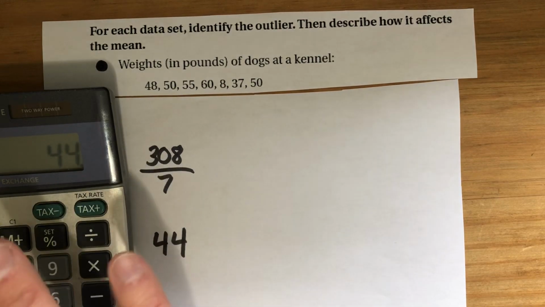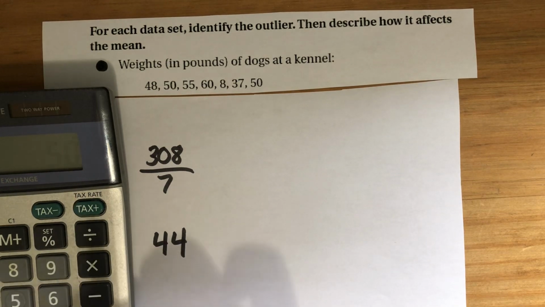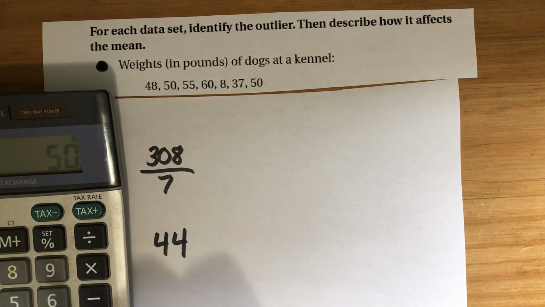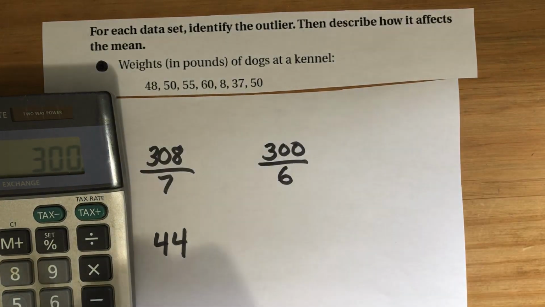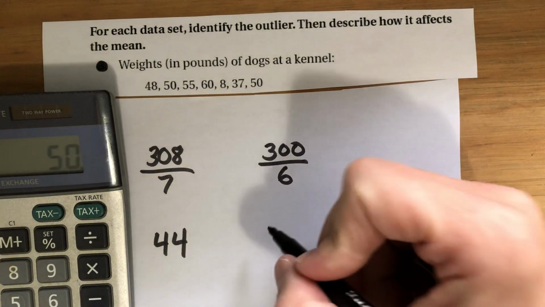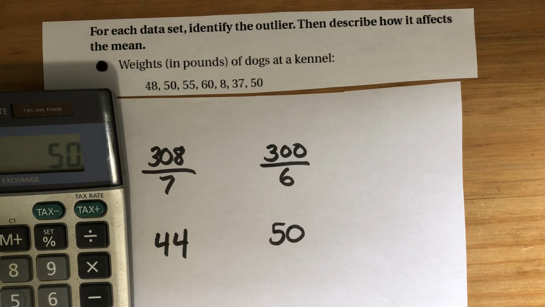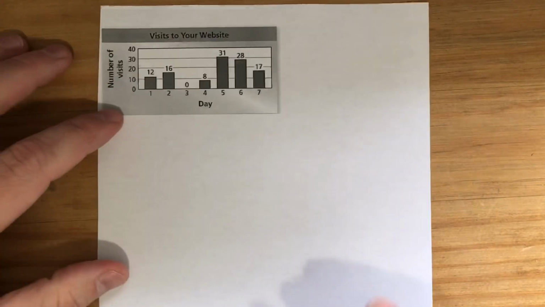Now let's go back and redo this data, but now we're going to eliminate that 8. So we're just going to add up 48 plus 50 plus 55 plus 60 plus 37 plus 50. And when I get that total, it's only 300, but I'm dividing by only 6 now. And wow, that average bumped up. That mean really is a lot higher now. And so you can see that that outlier of 8 pounds really brought down the average quite a bit. So we want to make sure we're considering that whenever we're working with mean, that an outlier can certainly impact that data set.